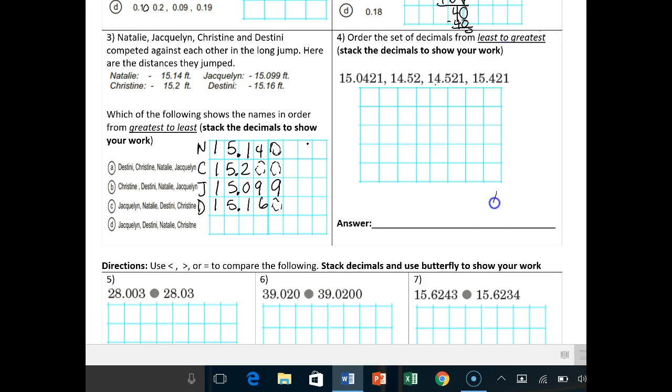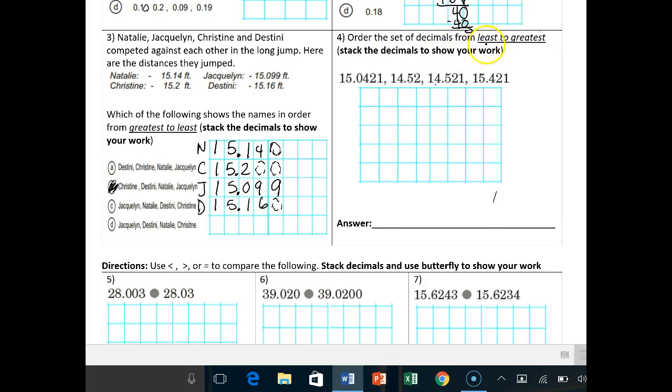So from greatest to least, so who won the competition, right? Who jumped the longest? Well, that's Christine, right? Because they all jumped 15 feet, but then Christine jumped 15.2, and everybody else jumped less than that. So Christine should be first. Any answer that doesn't have Christine first is wrong. So the answer's got to be B, right?